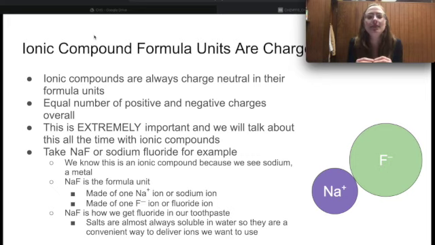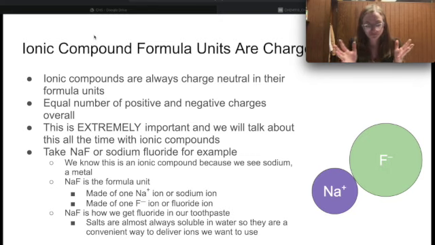This is extremely important. We are going to constantly talk about this with ionic compounds. It's not going away. It's going to be here forever. So ionic compounds are charge neutral in their formula units. When you write down the chemical formula for an ionic compound, it has got to be neutral overall.